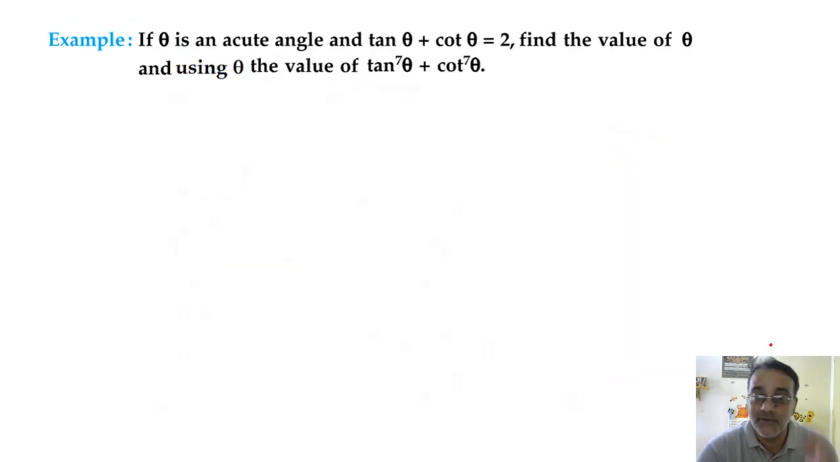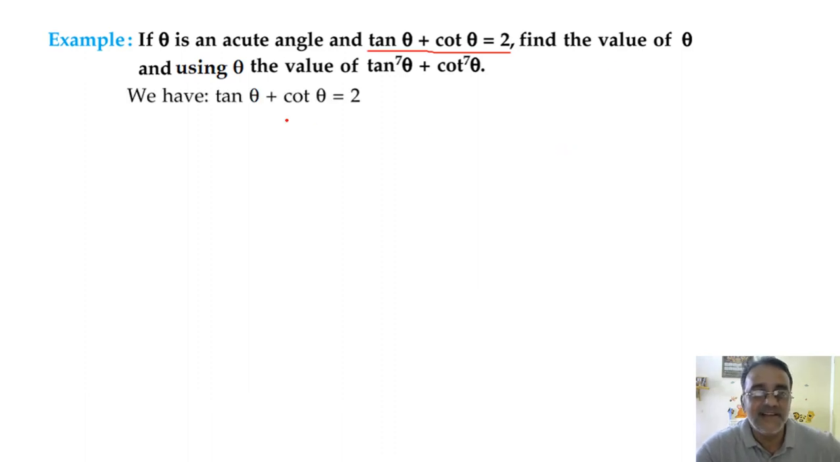No, sir. Okay, now we'll see one more very good question. If theta is an acute angle and tan theta plus cot theta is equals to 2, find the value of theta. And using the value of theta, find the value of sin to the power 7 theta plus cos to the power 7 theta. So first let us find theta. What is given: tan theta plus cot theta is equal to 2. So how will you start?